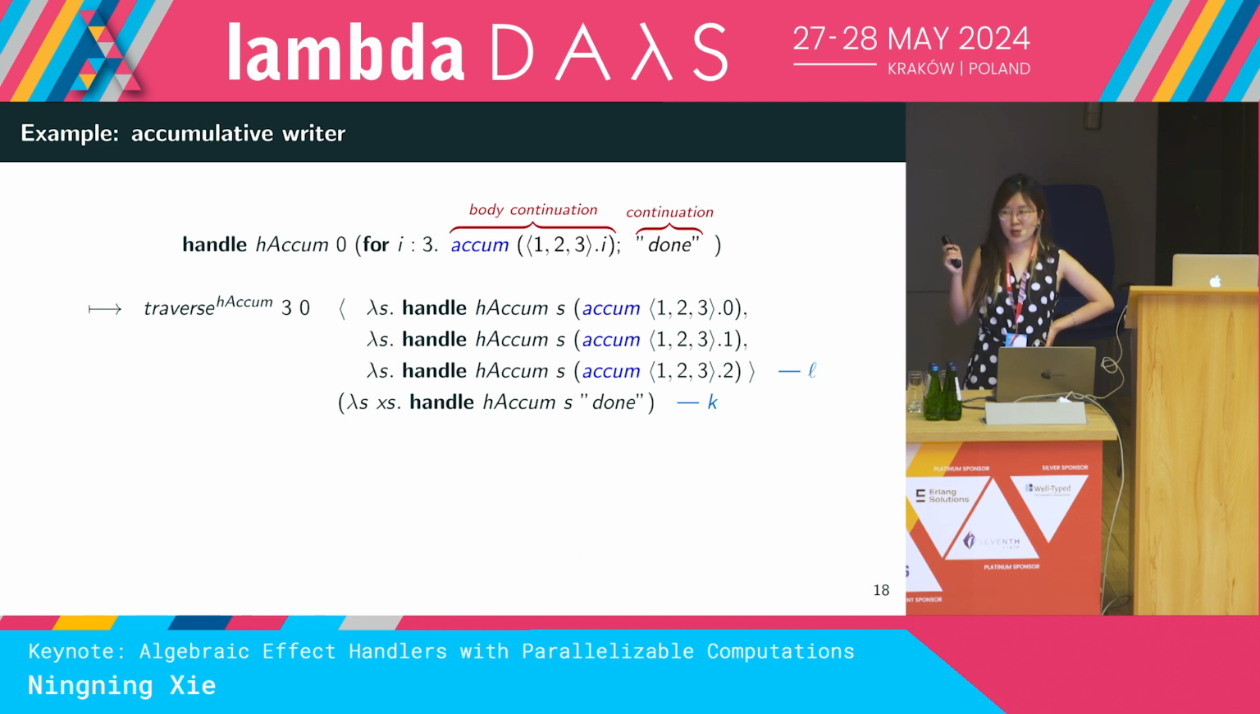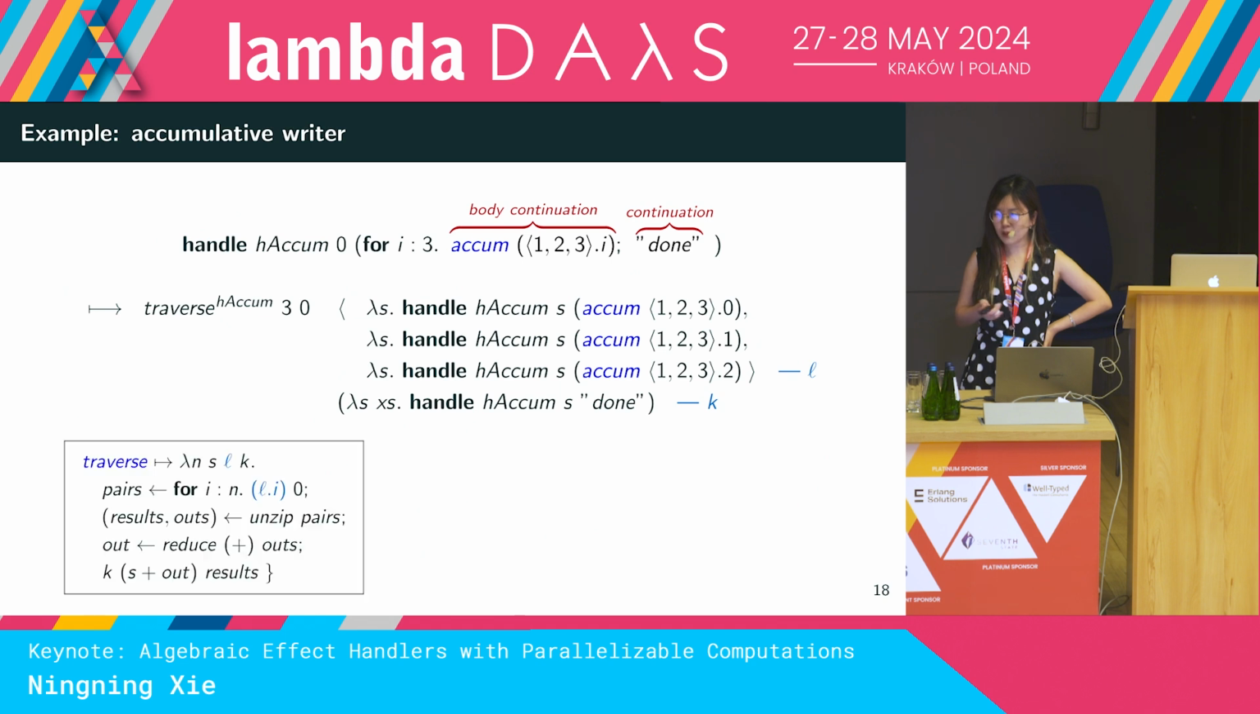Each of the body continuations really is just the body of this for expression, except that we now also push the handler to be inside this for expression, so that if we push more and more handlers inside this body continuation, in the end we will get a pure body of the for expression. And then k is just the normal continuation that waits for the potentially updated handler parameter and the results of the for expression. In this case, it just returns "done". And this is the definition of traverse we have seen.